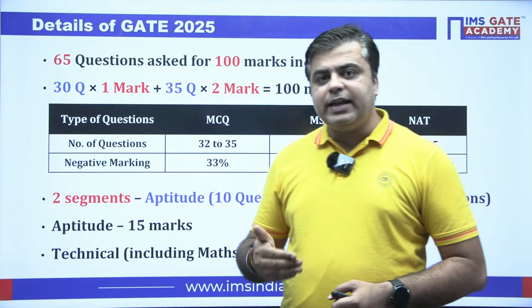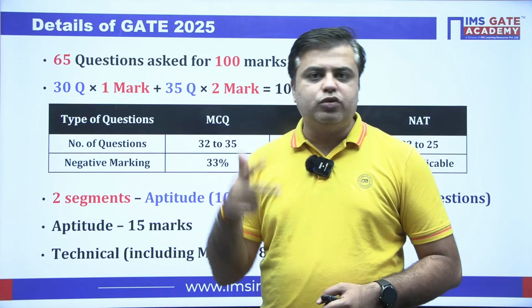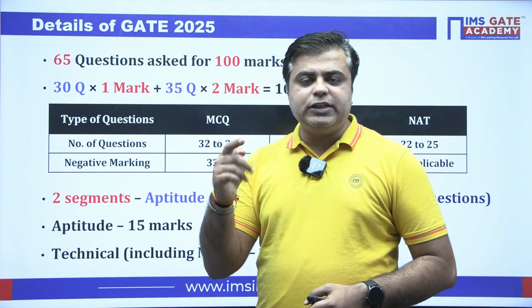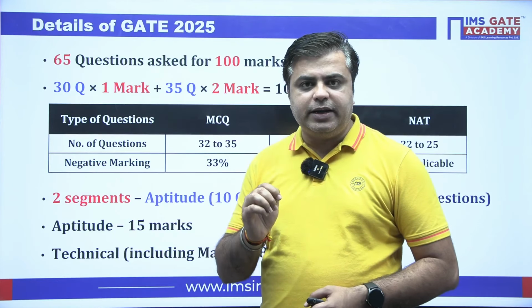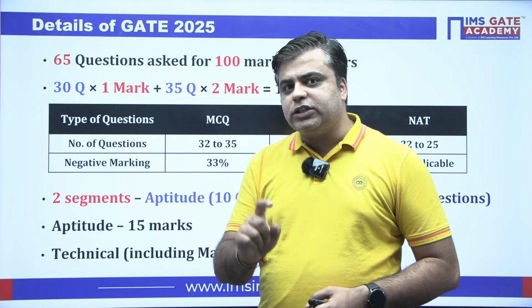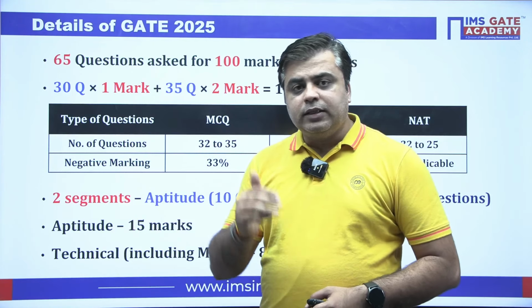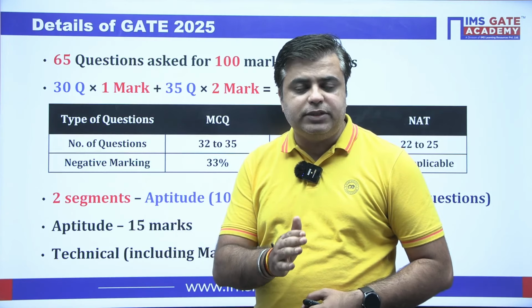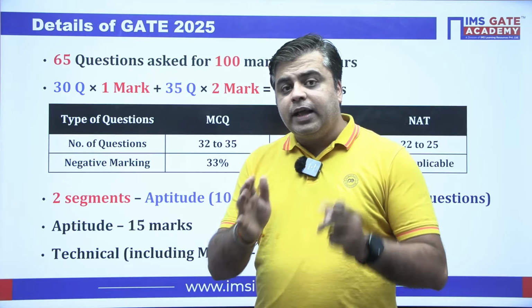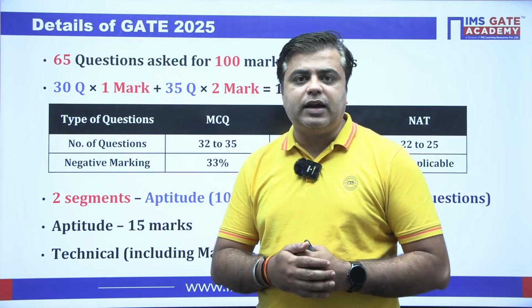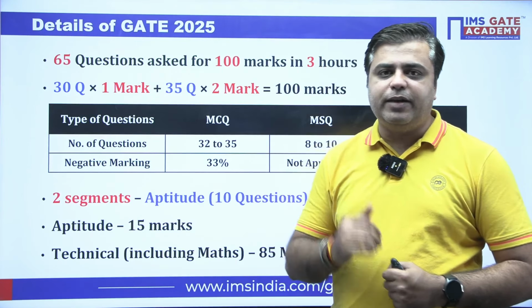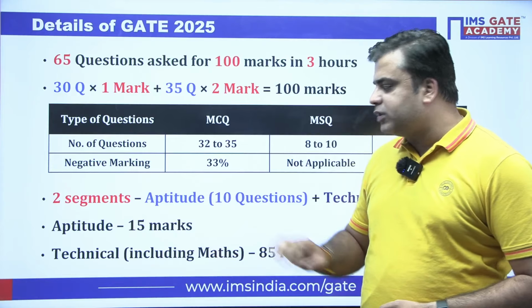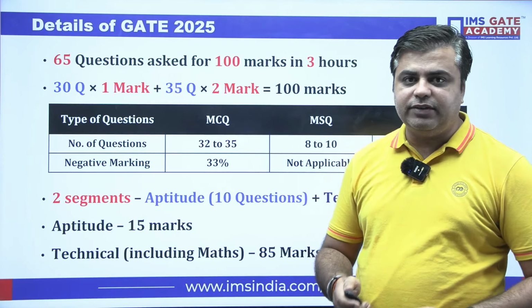Your entire GATE examination is divided into 2 segments. The first segment is for aptitude and verbal ability, which contains 10 questions for 15 marks. The next is your technical segment, which contains questions from your technical subject plus engineering mathematics, and a total of 55 questions are asked for the remaining 85 marks. So this is how the 2 segments of your GATE examination are divided.